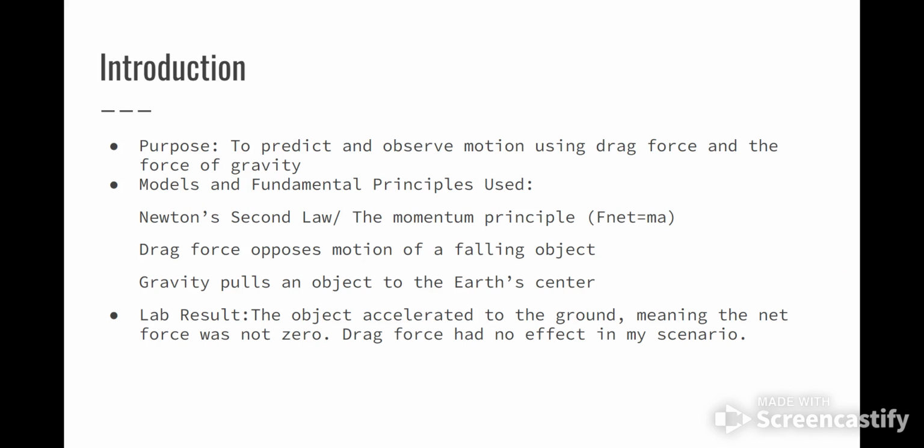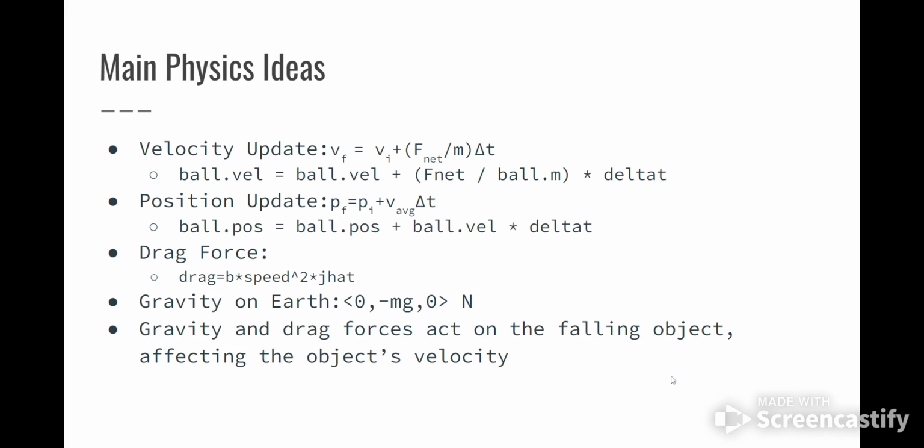So the purpose of this lab is to predict and observe motion using drag force and the force of gravity. The models and fundamental principles used are Newton's second law, which is net force is equal to mass times acceleration. Drag force opposes motion of a falling object, and gravity pulls an object to the Earth's center. The result of my lab was that the object accelerated to the ground, meaning the net force was not zero. Drag force had no effect in my scenario.